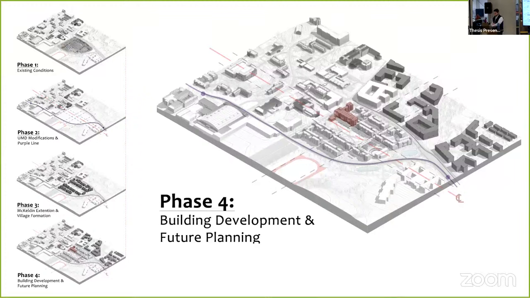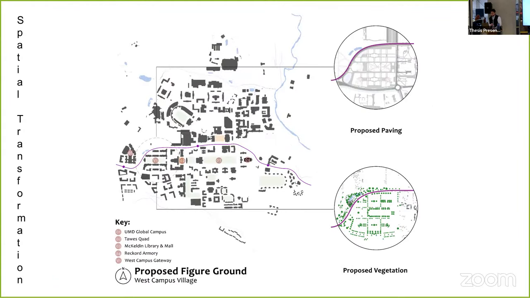And then the future development that could be linked to the Purple Line that would be coming into campus within the upcoming years. So after all the phasing, we begin to have a more defined western campus, and we see the axial relationship all the way from the Armory up through McKeldin Mall, Tawes Quad, and then into the West Campus Village, which then bleeds into Global Campus.